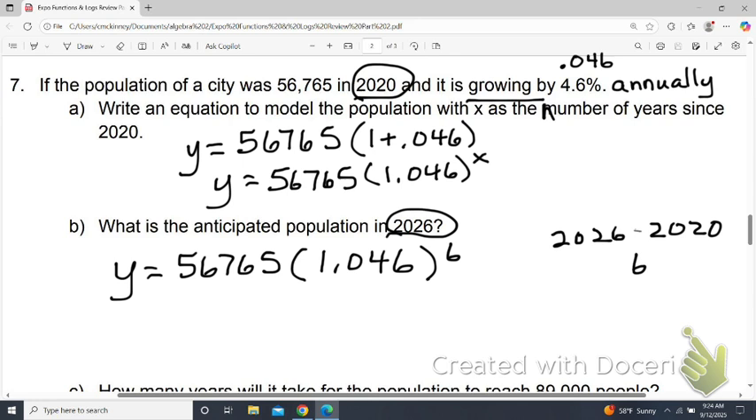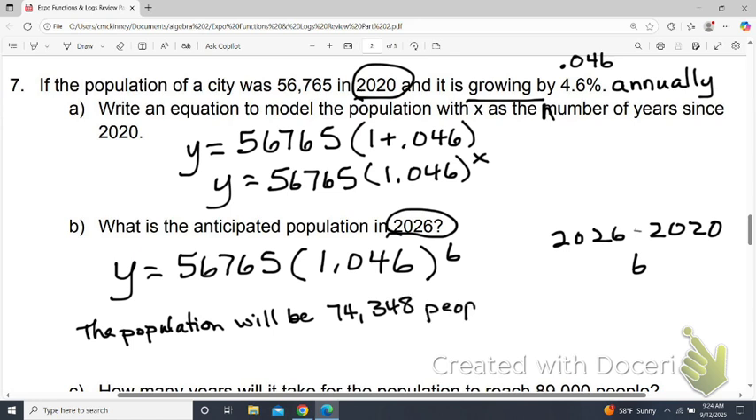and find out that the population will be 74,348 people. I don't recall if that's been rounded down or up, but remember, if the next decimal place was a 4 or less, you just chop it off, drop it. If it's a 5 or more, we bump that ones digit up by 1.